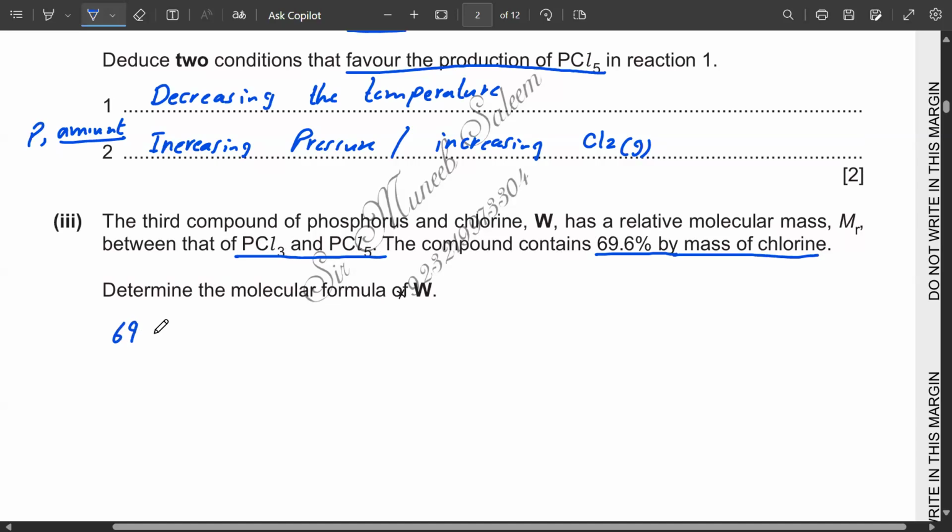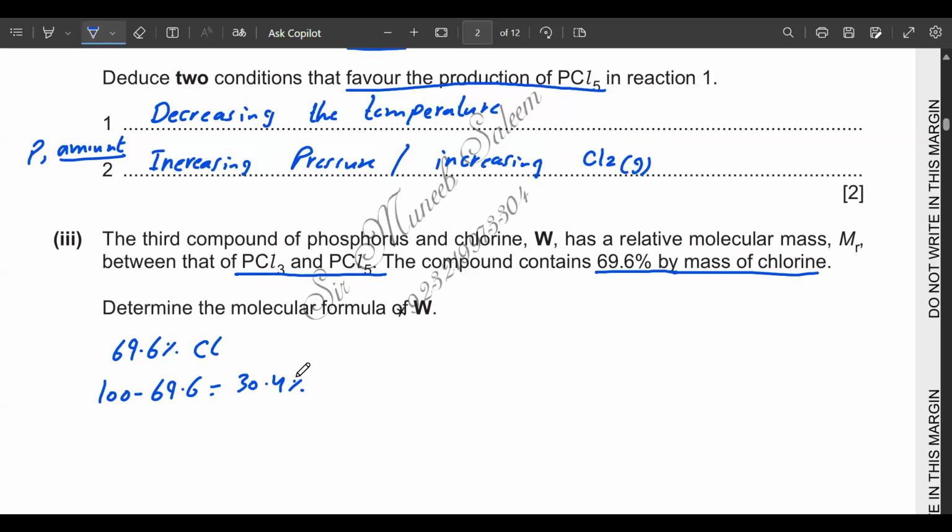So 69.6% is that of the chlorine. Now we will subtract this from 100. So 100 minus 69.6 is equal to 30.4. So 30.4% is that of the phosphorus.